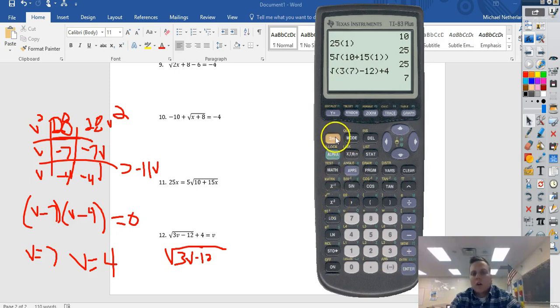Okay, now let's check 4. Square root of 3 times 4 minus 12 plus 4. And you get 4. And we plugged in 4, so that would equal v, which is what we want, because we plugged in a 4 for this v, and we want it to equal v, and v we plugged in to be 4. So they both work. They are both good answers.